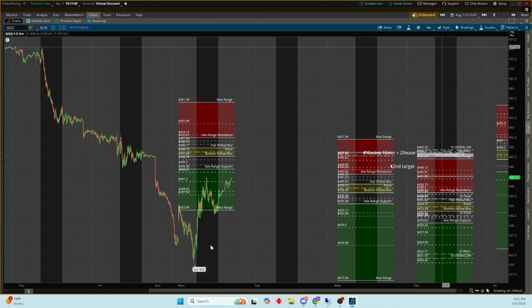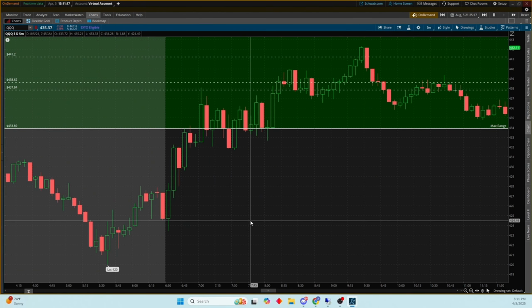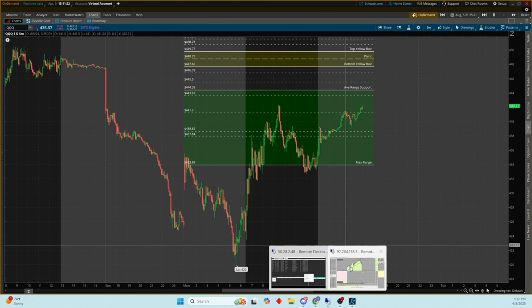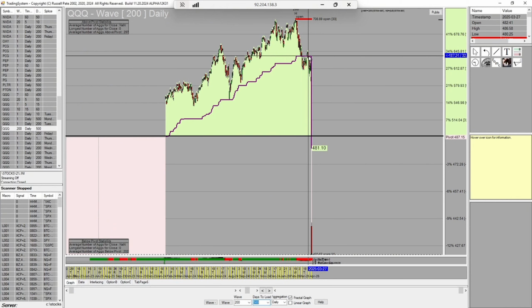Oh yeah, pulled it up right here. You can see that our low for the day was 423.4 before continuing to the upside, and then it did that for the whole trend on the way up. The wave 200 daily. And then you can also see we got this cross below vector on the 27th of March at 487.